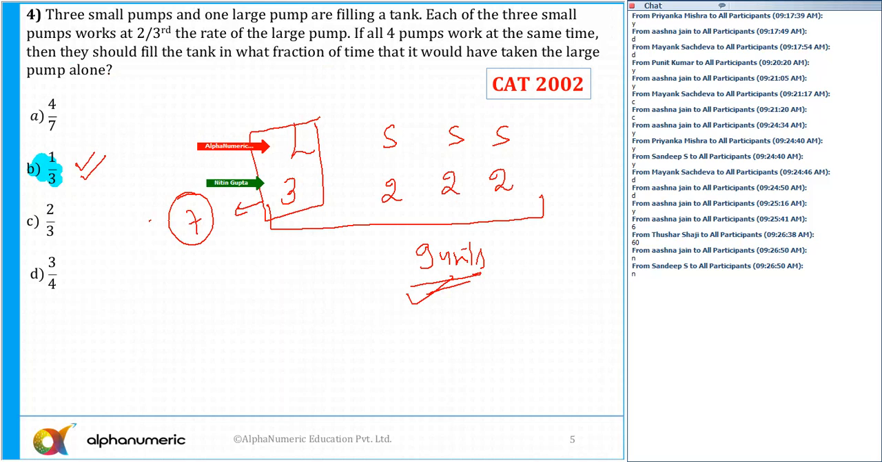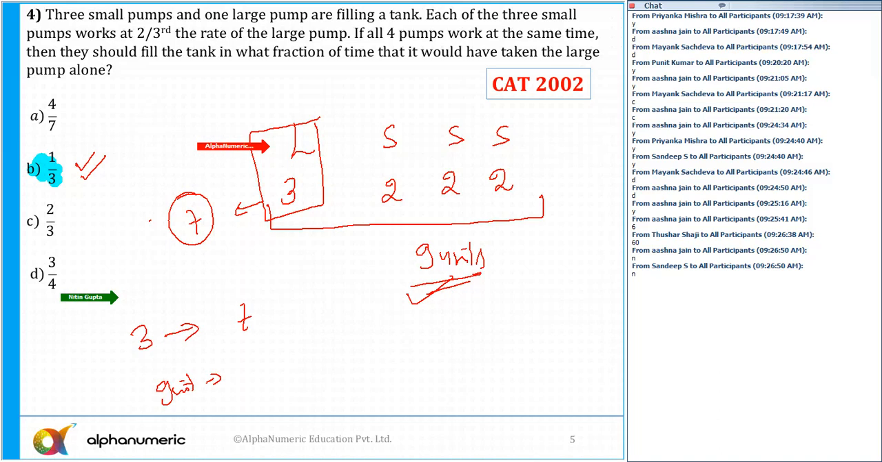Because it says if all 4 pumps work at the same time, then they should fill the tank in what fraction of time? So I can say for 3 units, the time taken is T. For 9 units, the time taken will become 1/3, because time is always inversely proportional to the rate of work.